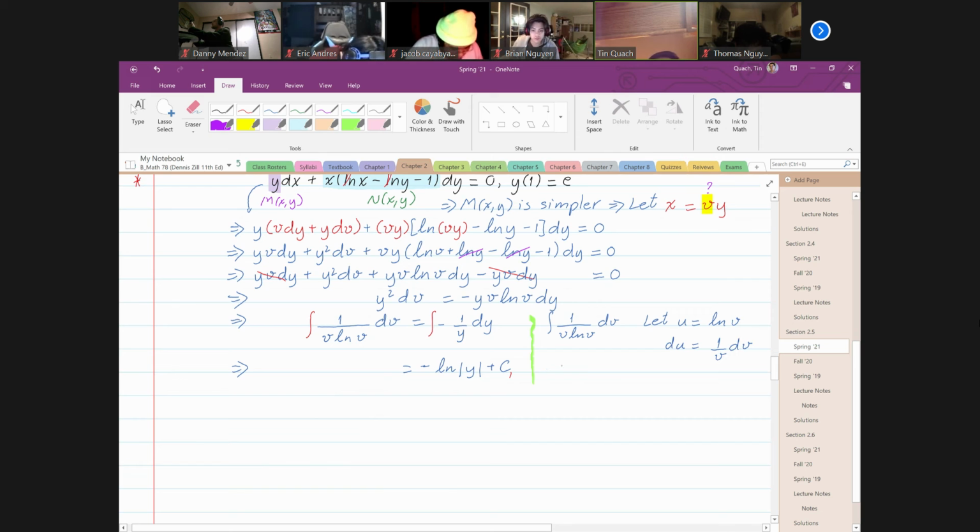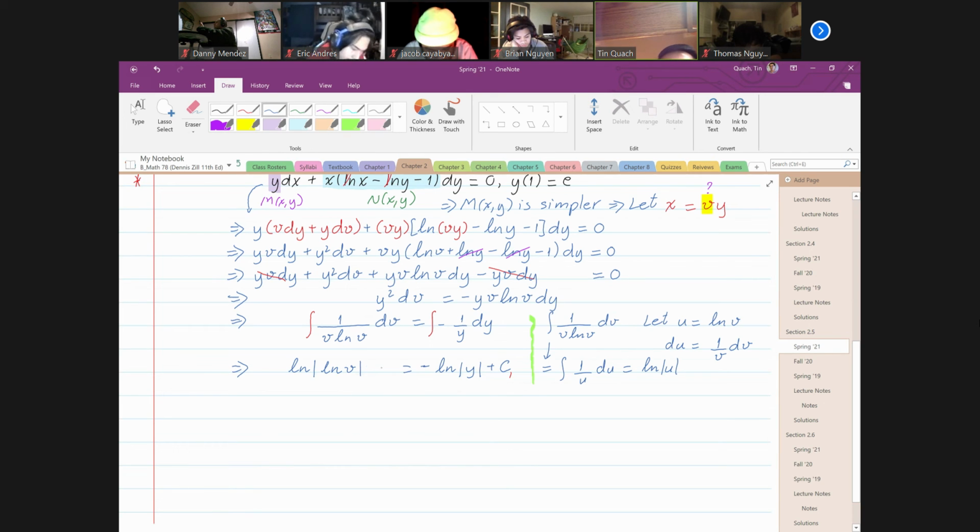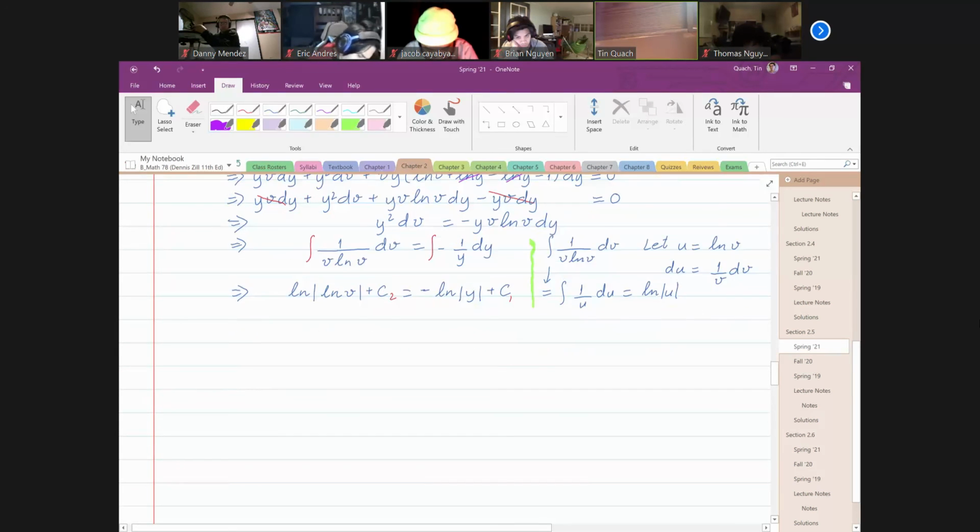So that integral is actually 1 over u du, right? Which is ln of the absolute value of u, and u is ln of v. Okay, you don't need to add a constant here, because whatever constant you add, you move it over here, and it's going to be absorbed in this constant, so it is unnecessary. Or if you're not sure, you can add a constant here, but it's redundant, since when you move it to the right, they're going to be combined.